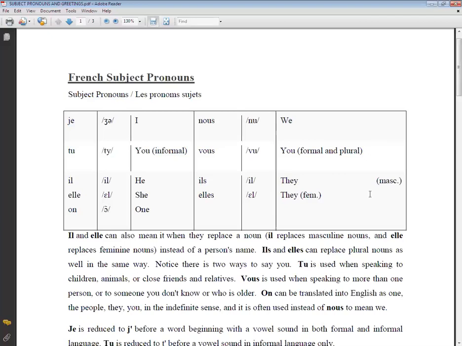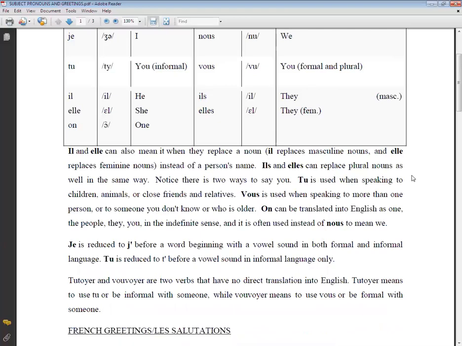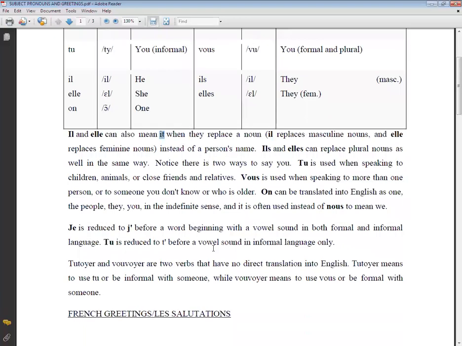So I think that is understood. This one is just for your reading. So il and elle can also mean it. That is what I've just explained. Il and elle can also mean what? It, when they replace a noun. Il replaces masculine nouns. Elle replaces feminine nouns. Ils and elles can replace plural nouns as well, in the same way.